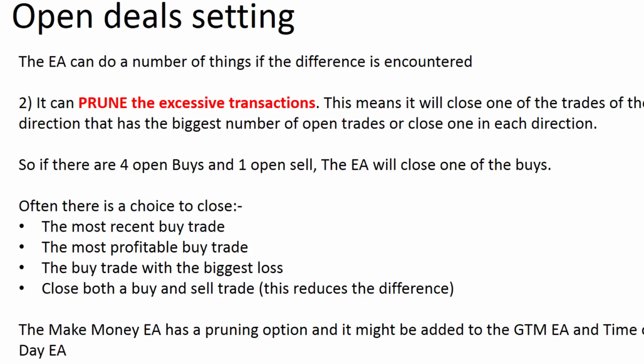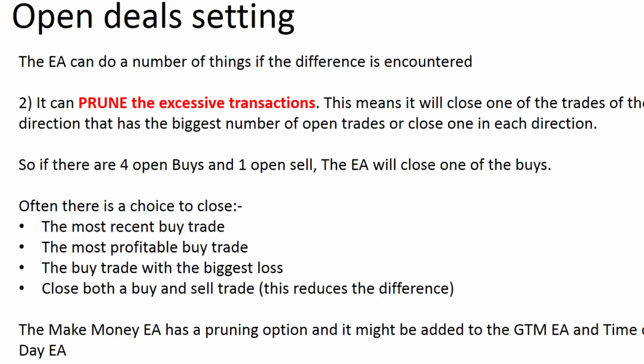Then the next option is to prune excessive transactions. So in other words, the difference has resulted because there are too many buy transactions. So you can simply close one of the buy transactions, and one of the options is to close the most recent one, or you can close the most profitable one, or you can close the one with the biggest loss, or you can close the oldest one. Or another alternative is you can close a buy and a sell, because that will also get rid of the difference. So there's a lot of options that you can take when you're pruning.